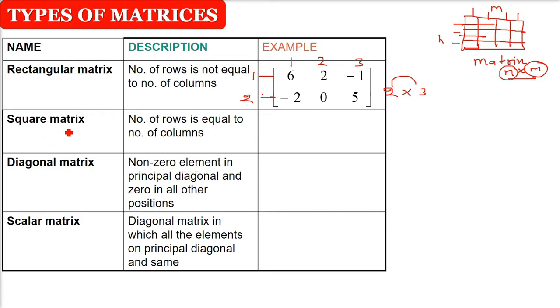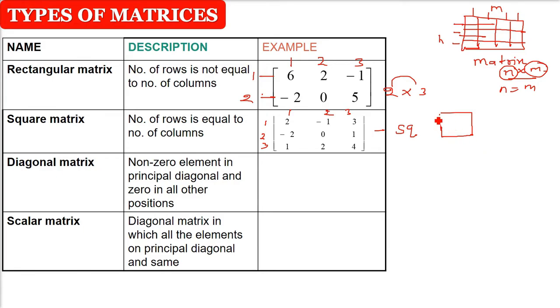Now, a square matrix is a special form of rectangular matrix where the rows and columns are the same. That is, if n is equal to m, then we call this matrix a square matrix. So you see 1, 2, 3 rows and 1, 2, 3 columns. So we have 3 rows and 3 columns, and that is why it is a square matrix. In a square matrix, all sides are equal. A square is a shape with all sides equal.